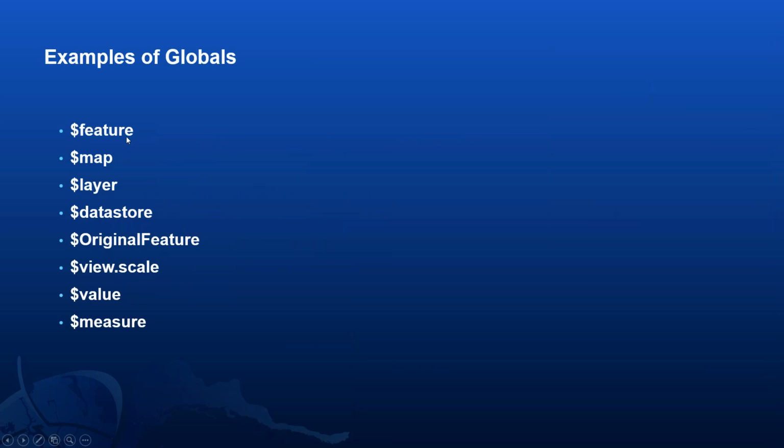And these are some of the examples of globals that are very common. So data store is what gives you access to the table, and you can use a SQL query on that using the filter command. View scale is something that gives you access to the scale of a specific map in a certain moment. So that could be useful for labeling or annotation. And map, for example, is useful when you are in the map, so it's useful for pop-ups and labels.